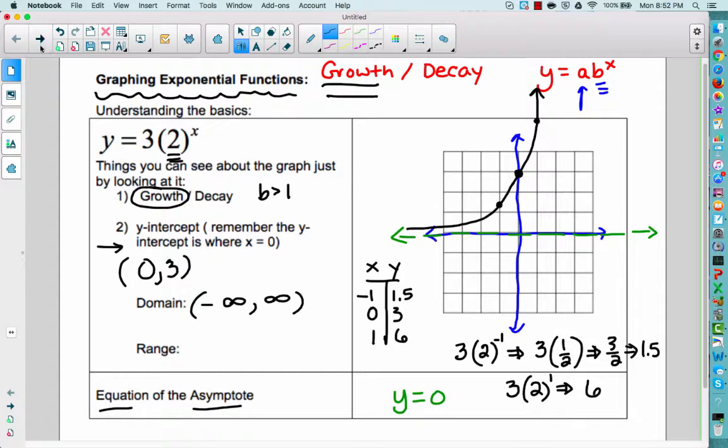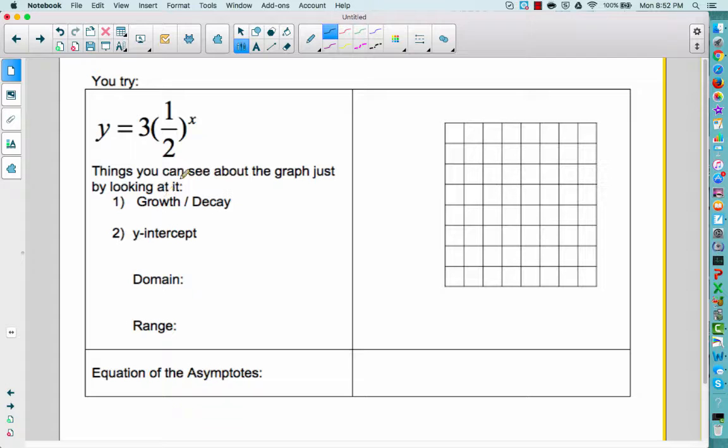All right, let's look at a different one. So y equals 3 times 1/2 to the x power. All right, so this is different. Now this one is similar but different because this one's decay. Why? Because b is between 0 and 1. It's a fraction that's less than 1, okay?